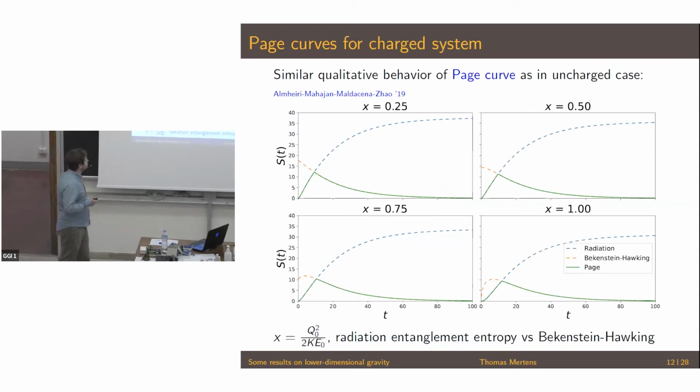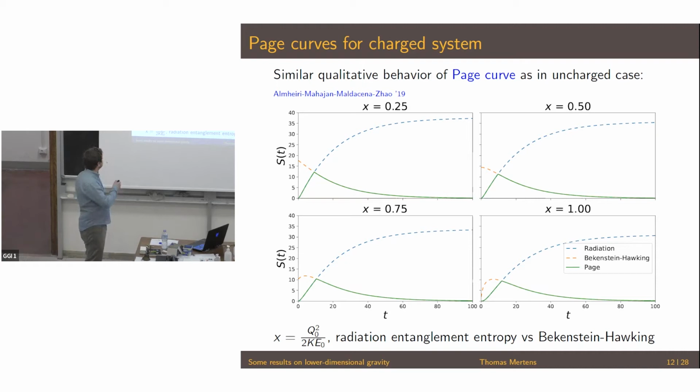And finally, let me show you the Page curves you would get from this setup. So I've just shown you how the energy profile looks like. So you can also compute the entanglement entropy. So here I have 4 plots. This X essentially is proportional to the charge injection. So this is from, let's say, almost no charge injection with the pulse to maximal charge injection with the pulse. And these kinds of curves look very similar to the ones you would have in the uncharged case.